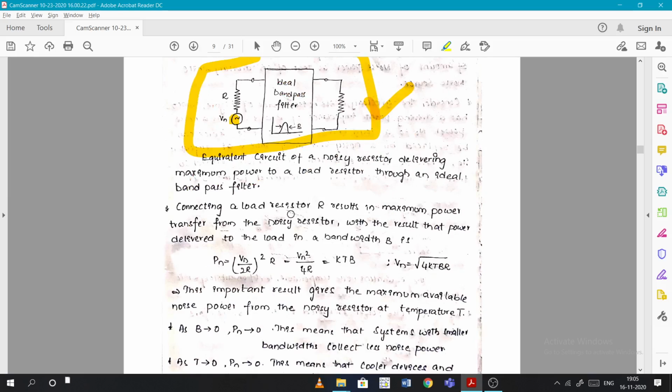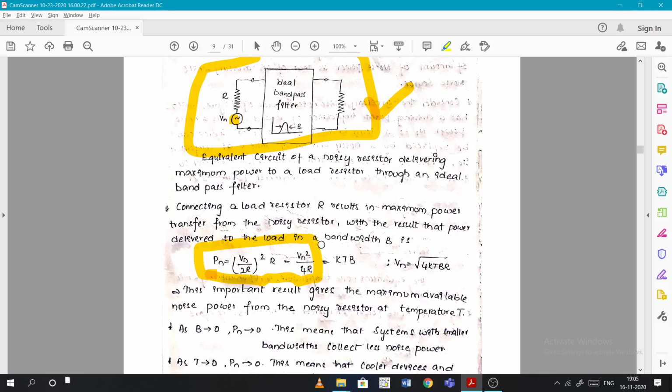So connecting a load resistor R results in maximum power transfer from the noisy resistor, with the result that the power delivered to the load in a bandwidth B is... So previously we calculated voltage, now let us calculate the power. The noise power formula is Vn square by 4R.